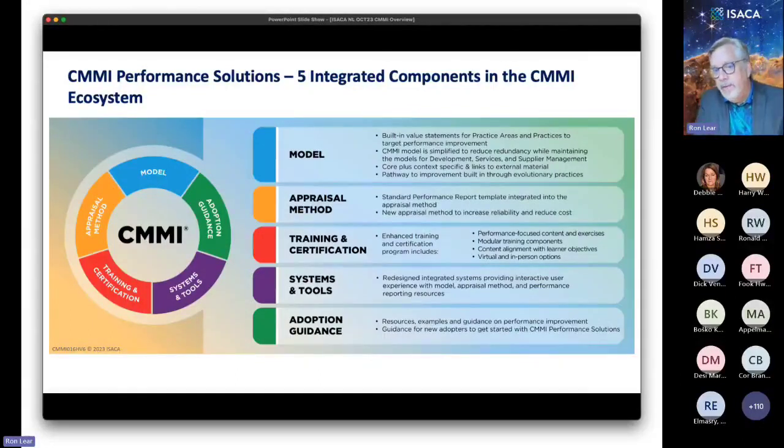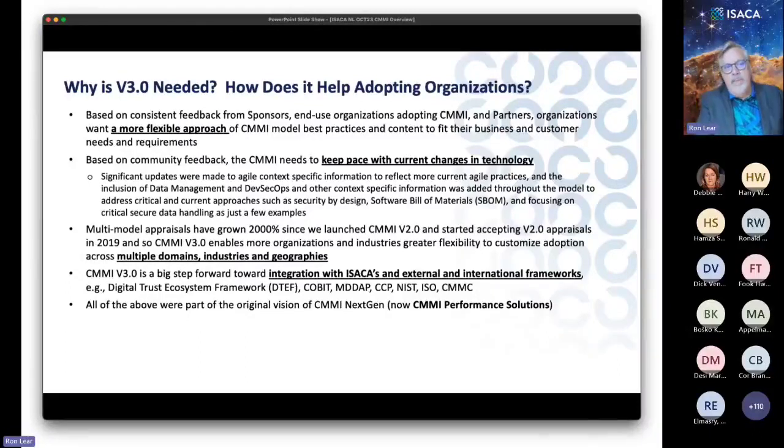So these are all now the new components. It's the same components we have currently with 3.0, and I'm just going to touch on each of them briefly. 3.0 came about because we were getting very consistent feedback from sponsors. That goes back to that second role I talked about: the end-use organizations adopting CMMI, but also our partners. They wanted a more flexible approach for CMMI to fit their business. They'd say, well, Ron, we have software development, but we also have CMMC requirements. How can you help us with security? How can you help us with data management? Well, 3.0 will address that.